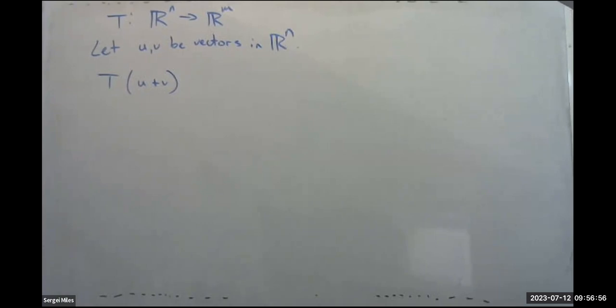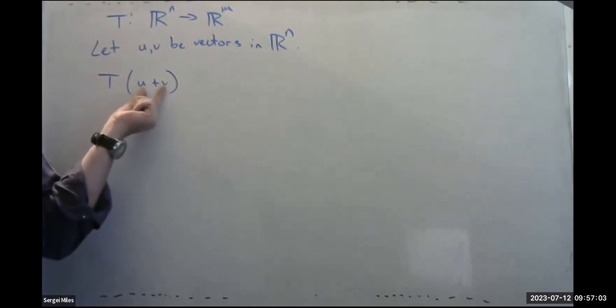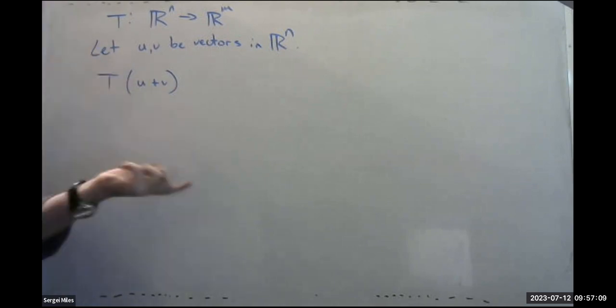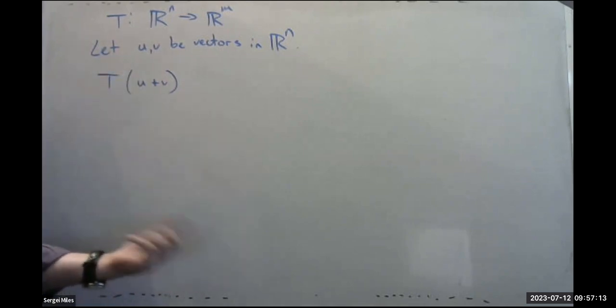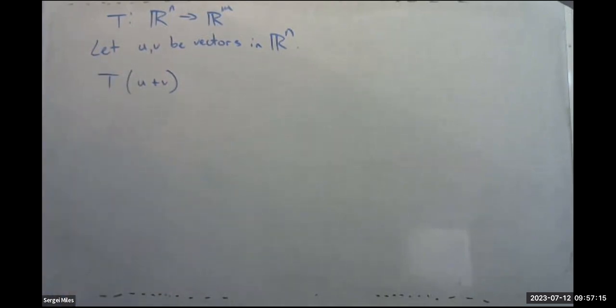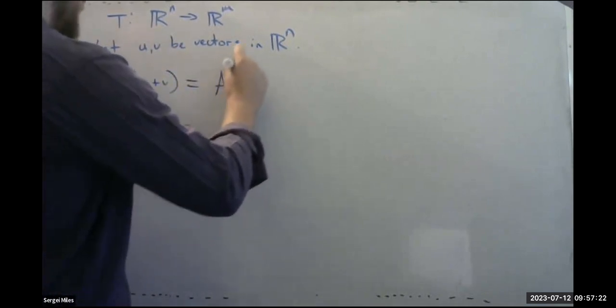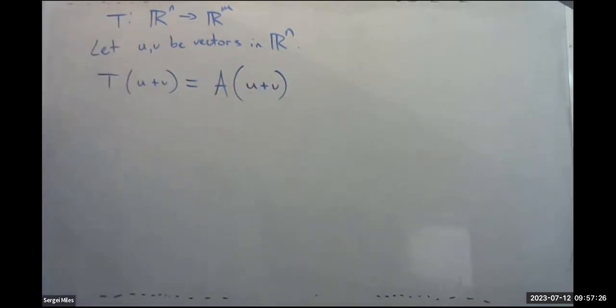Well, there's two ways you could go about solving something like this. One, you could figure out what the vector u plus v is. That then becomes a single vector, and you can multiply it by the matrix A. However, I want to highlight a special property with these linear transformations. This is the same thing as the matrix A times u plus v, correct?